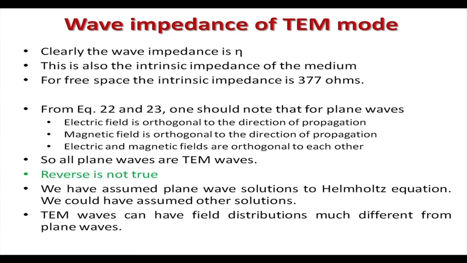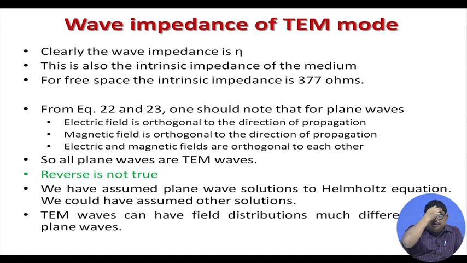Now, we know that this is free space propagation. So, eta naught, its value is 377 ohm or 120 pi. From equations 22 and 23, you should note that for plane waves, the electric field is orthogonal to the direction of propagation. Direction of propagation is z, electric field is E x. So, orthogonal. Magnetic field is Hy, z is the direction of propagation.